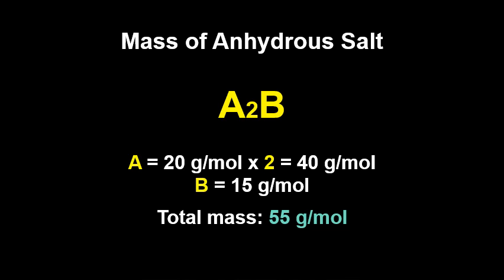So if the hypothetical A has a molar mass of 20 grams per mole, we multiply that by 2 because it is A2 and find 40 grams per mole. And then we know that B has a hypothetical mass of 15 grams per mole, so we can add those together and find an overall anhydrous salt mass of 55 grams per mole.